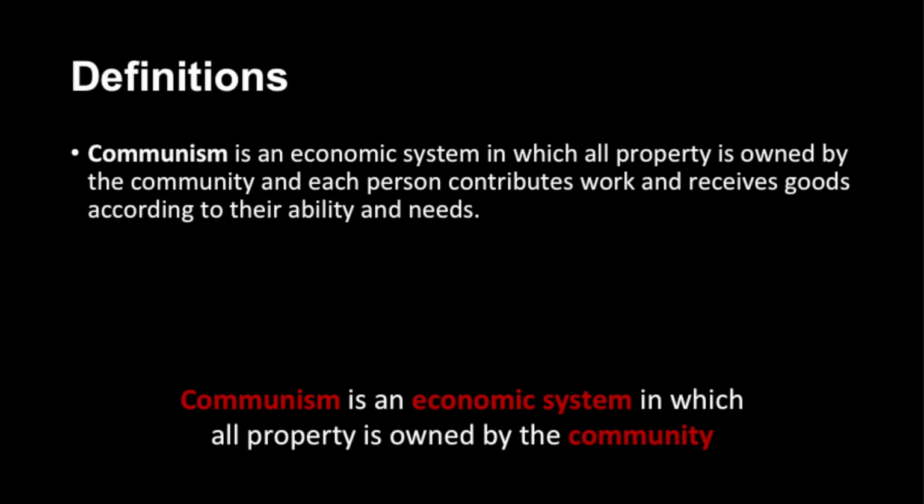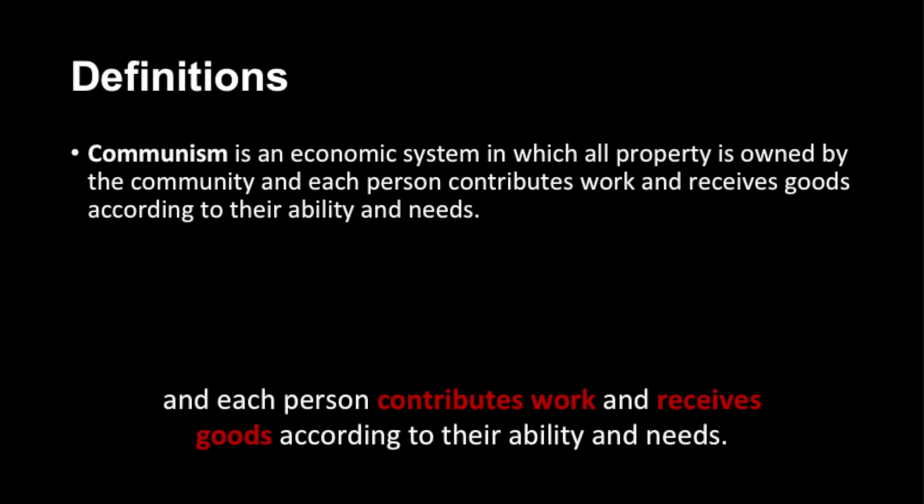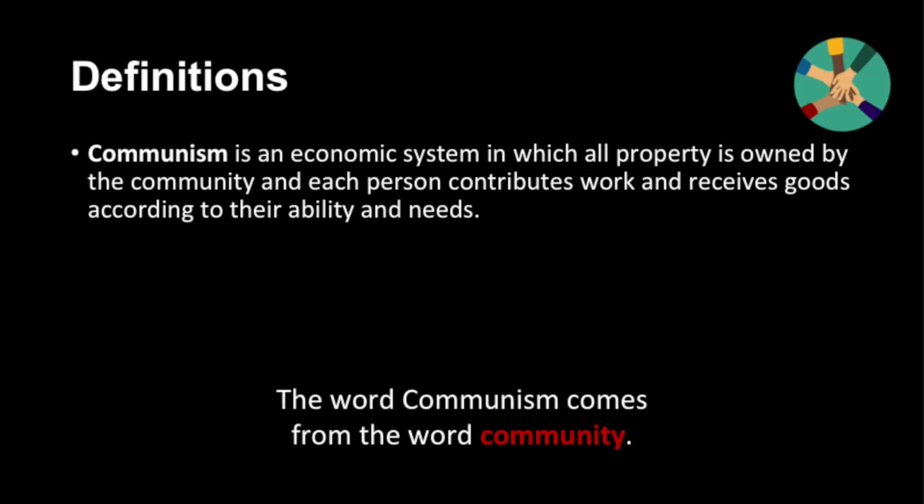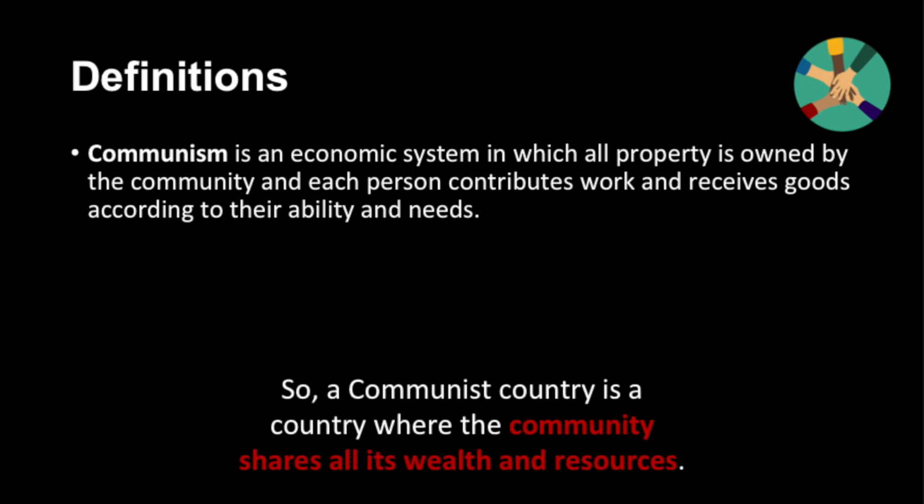As with Lesson 1, we will start with our definitions. Communism is an economic system in which all property is owned by the community, and each person contributes work and receives goods according to their ability and needs. The word communism comes from the word community. So, a communist country is a country where the community shares all its wealth and resources.